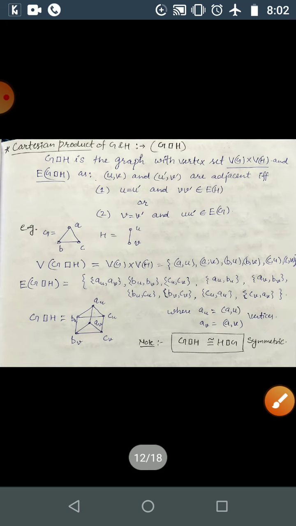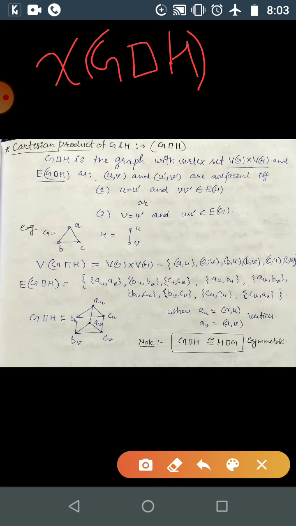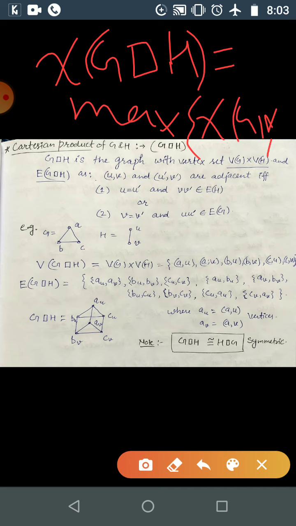Let's come to the Cartesian product. So the Cartesian product of G and H. We have one result for the chromatic number of this Cartesian product: G Cartesian product with H or H Cartesian product with G, it doesn't matter, both are the same. It will be the maximum of the chromatic number of G and the chromatic number of H. So whatever the maximum is, it will take that value.